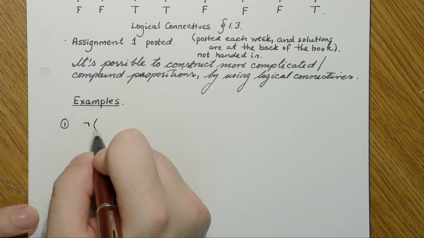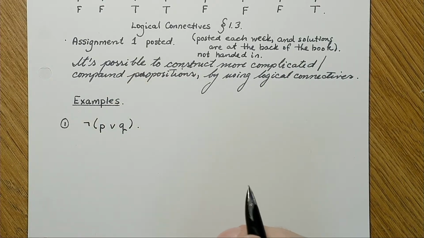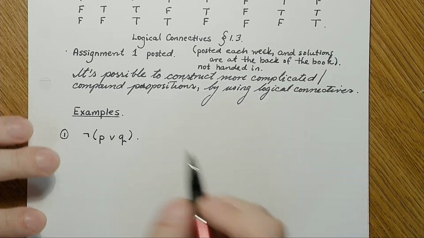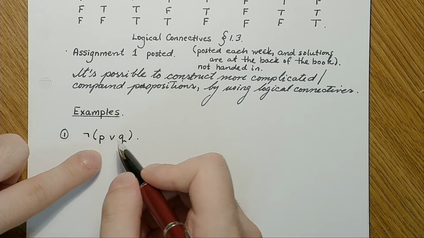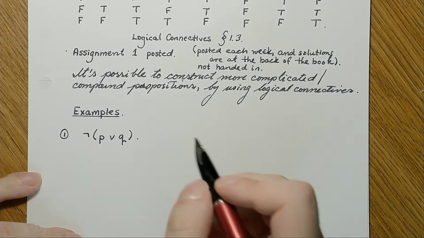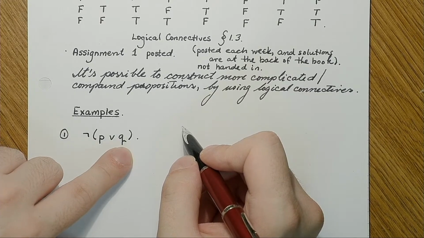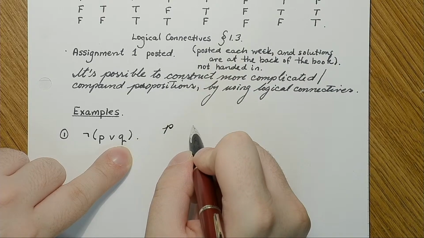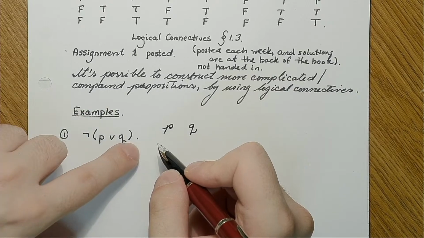Okay, so let's construct something like this. The way that I would read this is the negation of P or Q. There are only two propositions in this, P and Q. These are the prime propositions, and this whole thing is the compound proposition.